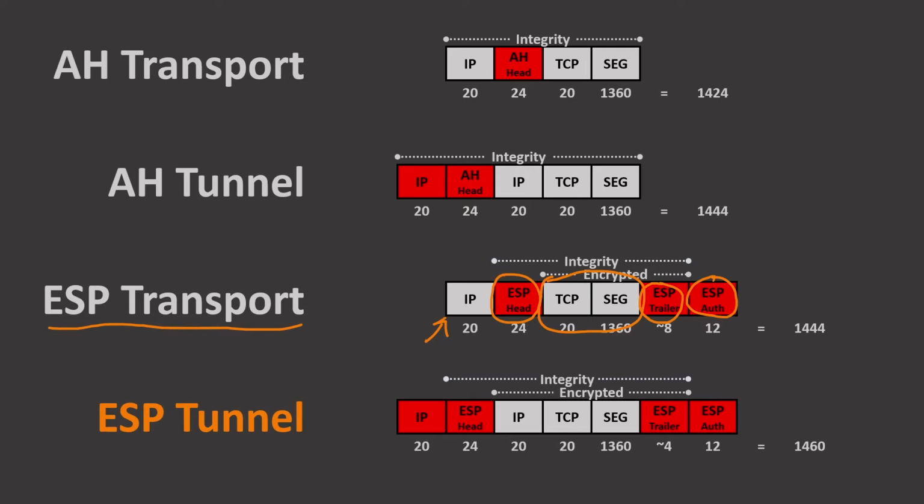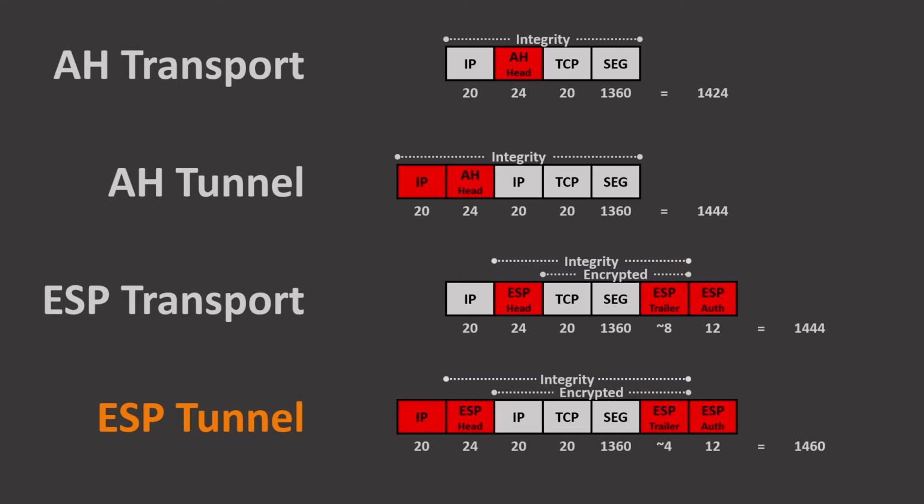So a couple things. First, you'll notice that the integrity check doesn't cover the IP header, even in the case of transport where it's the original IP header. So ESP is compatible with NAT, because if you're doing static NAT or dynamic NAT, no problem. It changes some IPs in this header. That's not covered by the integrity check for ESP, so that's no problem.